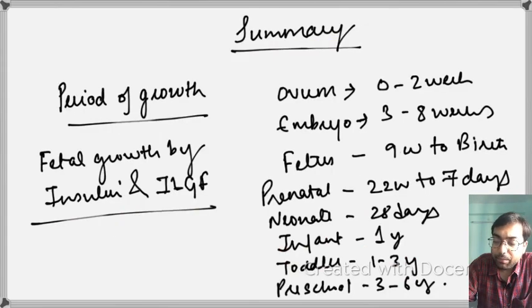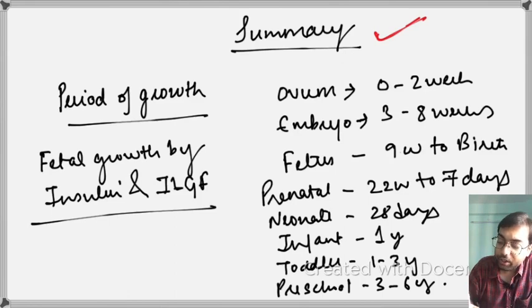And now we are just coming to the end of the chapter. So we have completed the normal growth. This is a summary. The ovum is from 0 to 2 weeks. The embryo is from 3 to 8 weeks. Fetus is from 9 weeks to birth. And perinatal period is 22 weeks to 7 days. Neonatal period is 28 days. Infant is 1 year. Toddler is 1 to 3 years. Preschool is 3 to 6 years.